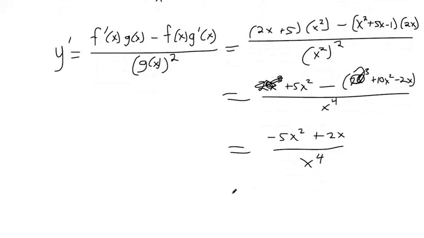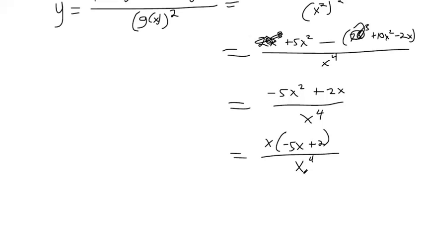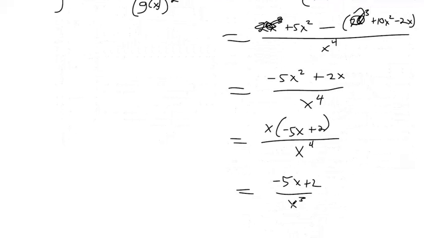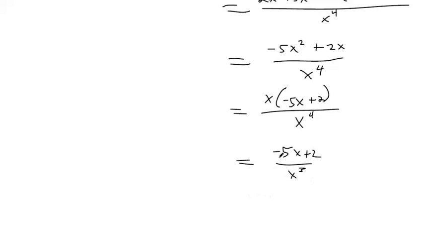So I can clean it up a little bit more by factoring out an x from the numerator. So that's going to be x parentheses negative 5x plus 2 over x to the fourth. And the whole reason I did that is because you got an x in the top and 4 x's in the bottom. One of those in the top and the bottom can cancel out to make x to the third. Let's see, I think that's it. Checking out the textbook. This is the correct answer.